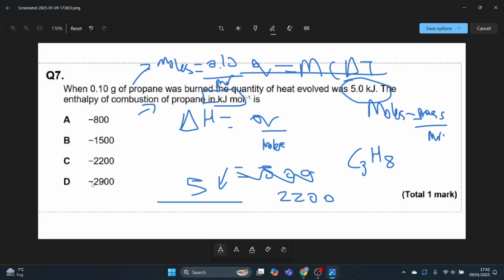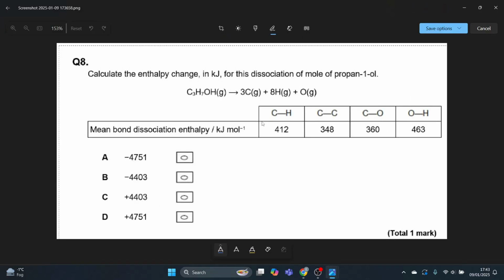None of these values are 2,200. They're all negative values. The reason they're negative is because this is exothermic data, so it's going to have to be negative. Therefore, my answer is C. It's just the sign that changes; the value doesn't change. If it's endothermic data, it would be positive.